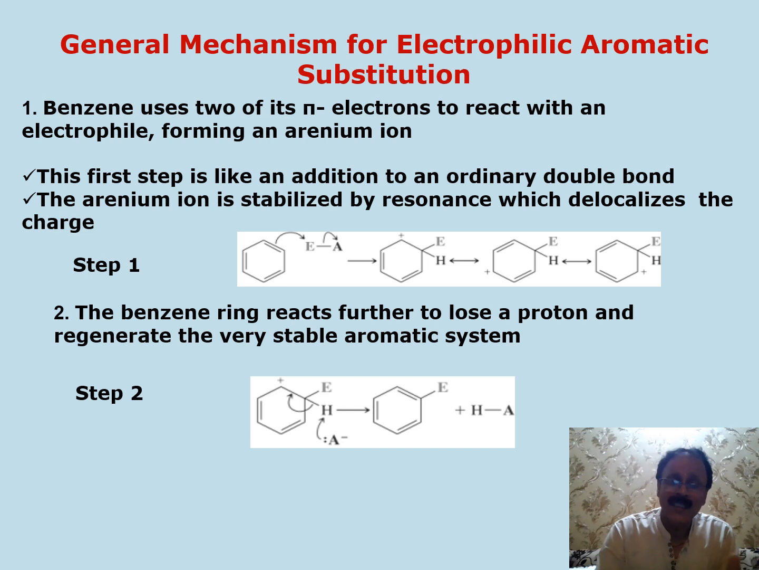whether it is removal of proton or deuterium, it is a fast step. It does not affect the rate of the reaction. That is why both deuterobenzene as well as benzene show the same rate of reaction for electrophilic substitution. This proves that step 1 is the rate determining step and step 2 is the fast step, and it has no effect on the mechanism of the reaction. Right? So this is the mechanism.